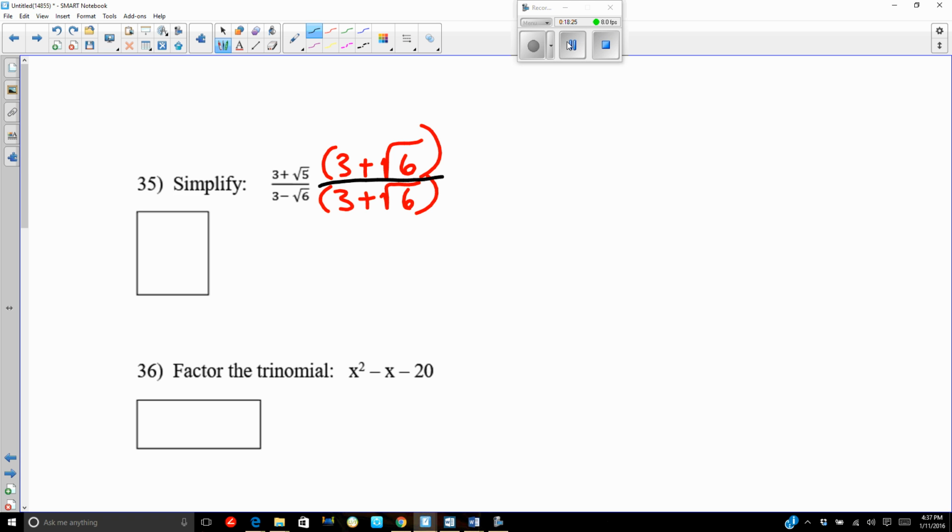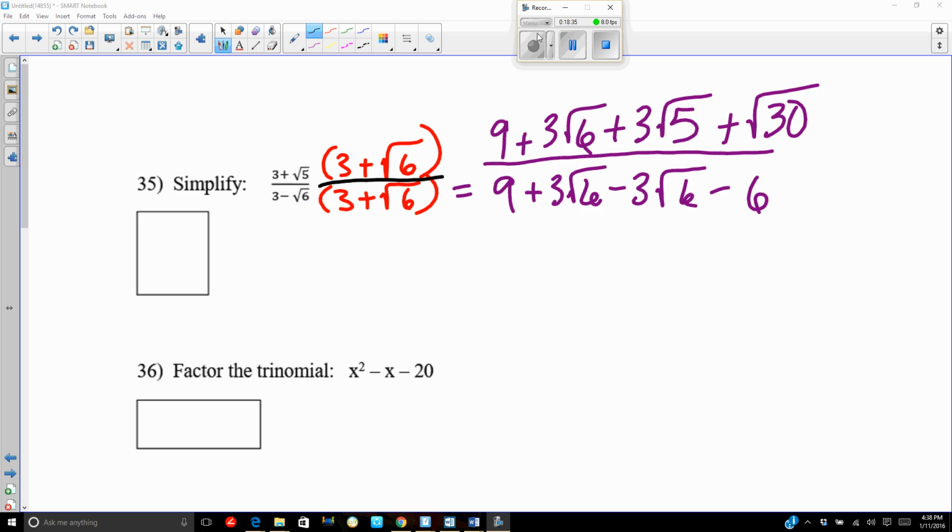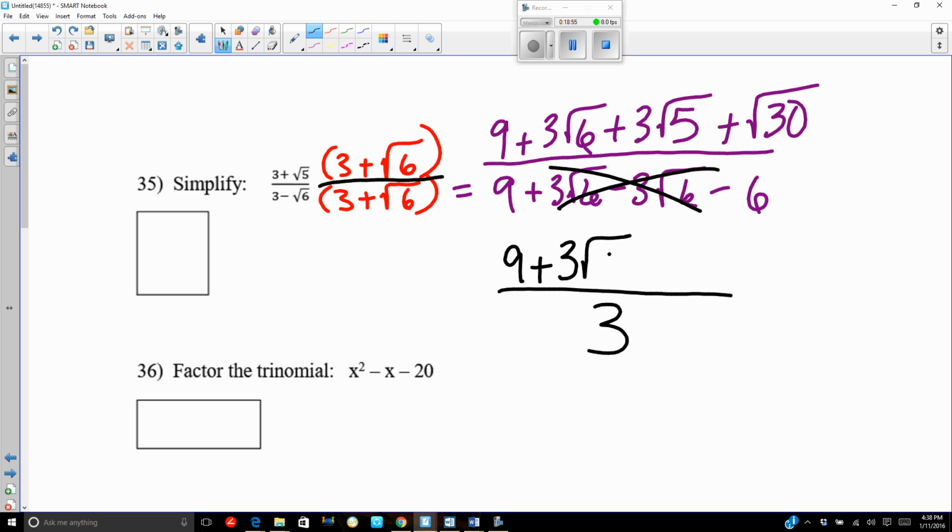So I'm going to ask you to pause it. I'm going to skip ahead and show the work for this problem momentarily. All right, so that would be the first step. That's what it would look like after we multiplied the top and the bottom. The bottom, since they're conjugates, those cancel. We're done with the radicals at the bottom. We're left with just 9 minus 6. On the top, we've got a whole lot of mismatching radicals, which none will combine or simplify.